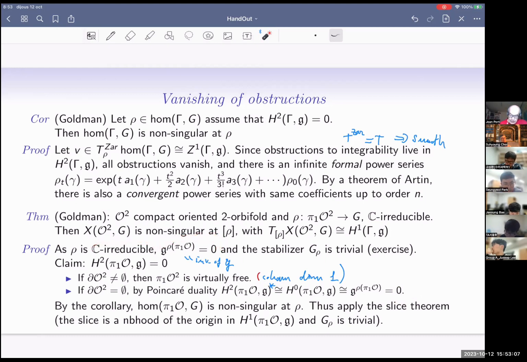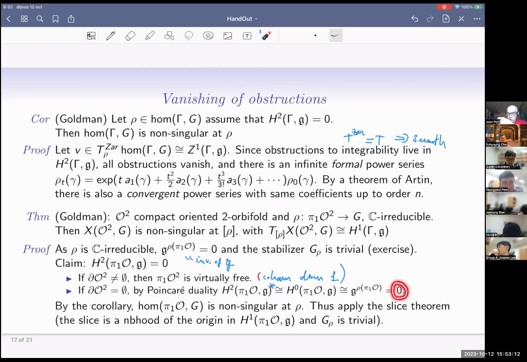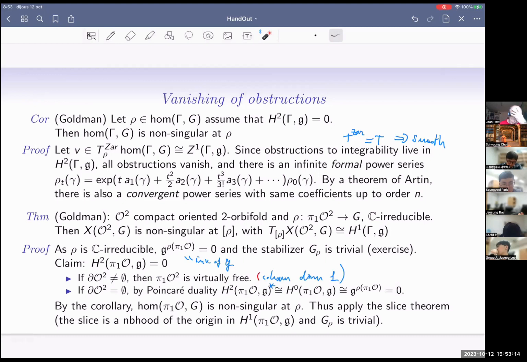So in this case, the space where the obstructions are going to live is 0, so there are no obstructions. What I said is that the corollary tells me that this is smooth at the representation rho, and then I can apply the slice theorem. And the slice theorem tells me that this is homeomorphic to some H1 of a neighborhood in here, divided by G.